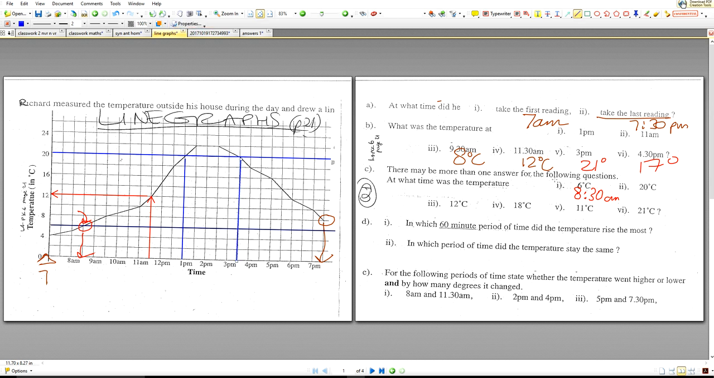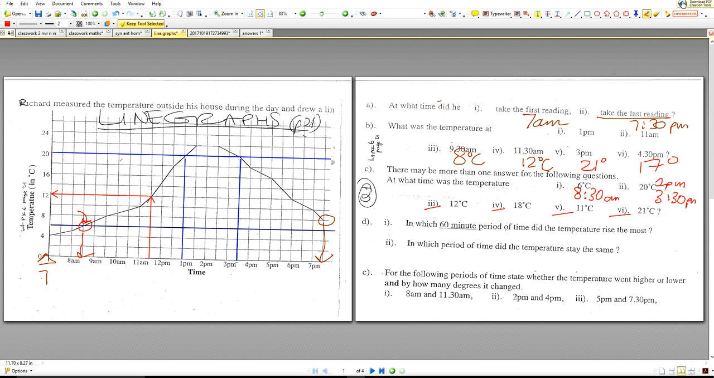Okay, so we got 2 answers for 20 degrees. For 20 degrees, we have an answer of 1 p.m. and we have an answer of 3:30 p.m. Because at those 2 times is the temperature at 20 degrees. So it does say to you that you might have more than one answer in the question. So we got the following questions. We got 12 degrees to do, 18 degrees, 11 degrees, and we got 21 degrees centigrade to do from the graph. So sometimes we will get 2 answers.